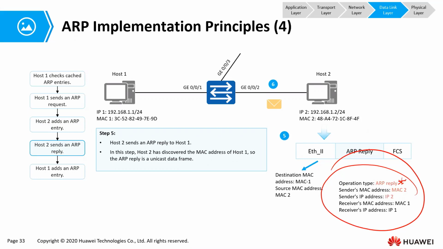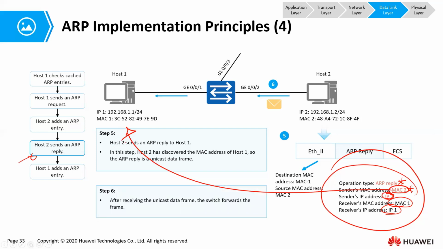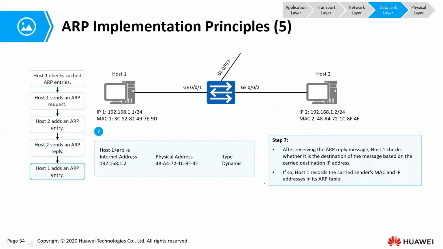It says it is a reply. My MAC address is this one. This is the MAC address that host 1 needs. Okay, my MAC address is that one, and this is my IP address. I'm sending to that MAC address and that IP address. That is the reply. And when the reply comes, after receiving the unicast frame, the switch forwards the frame, and then when it reaches this interface, host 1 enters it in its ARP cache. Now, when it enters it in its ARP cache, it's ready to send the data because it knows the physical address of the destination host. Are we together?